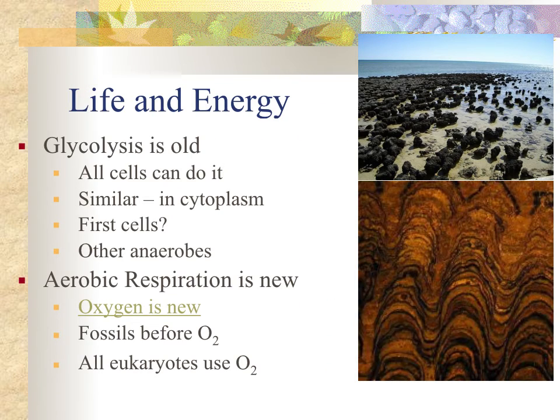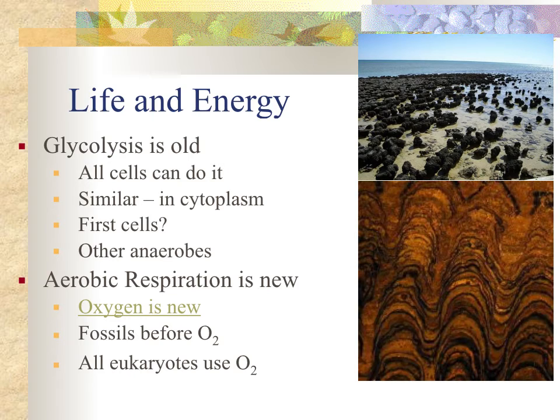And as we talk about living organisms and energy, it's important to recognize all cells do glycolysis. It's the one energy-yielding metabolic pathway that all cells can do. It's similar in all cells. It occurs in the cytoplasm, involves the same number of enzymes, and we think, therefore, it was the first used energy-yielding reaction in cells. It's not the only anaerobic reaction, but it is the one that all cells can do, no matter where they come from, no matter whether they can do aerobic respiration or not.